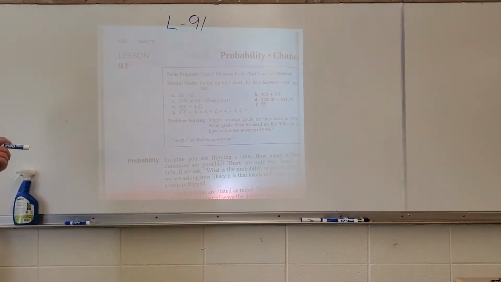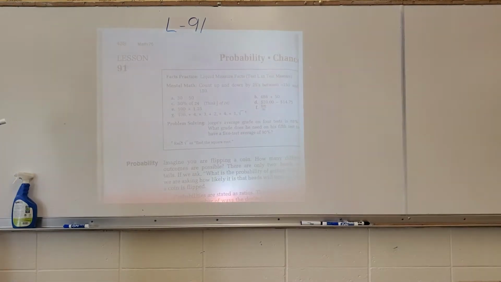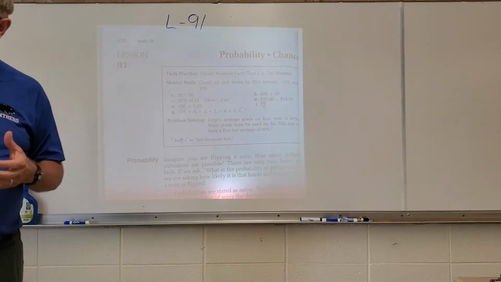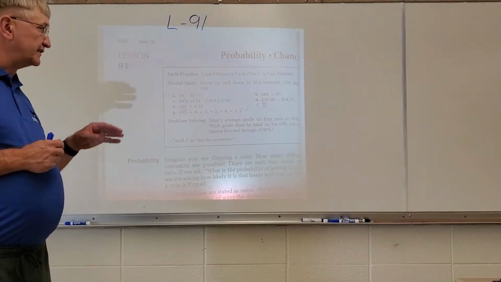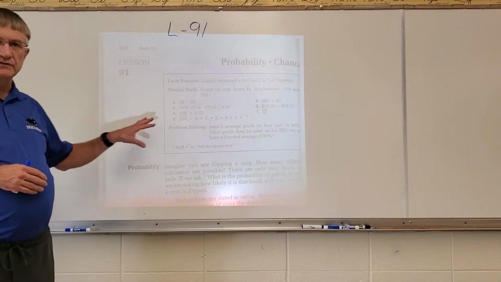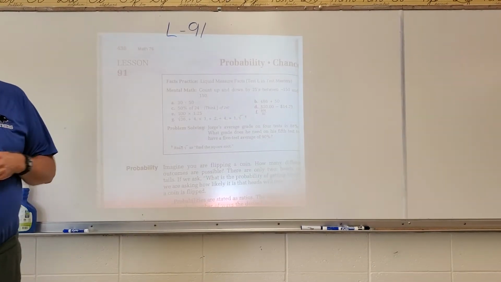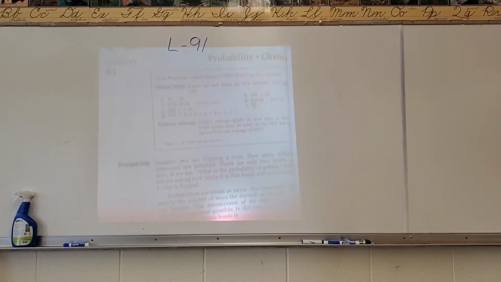We have lesson 91, which is called Probability and Chance. This can be a little tricky, I know, so we're going to walk through it. I've taken photocopies of the book so I can walk through it, and please have your book following along with me. Then we'll do some things related to it to help you through it. So let's go ahead and look at it.